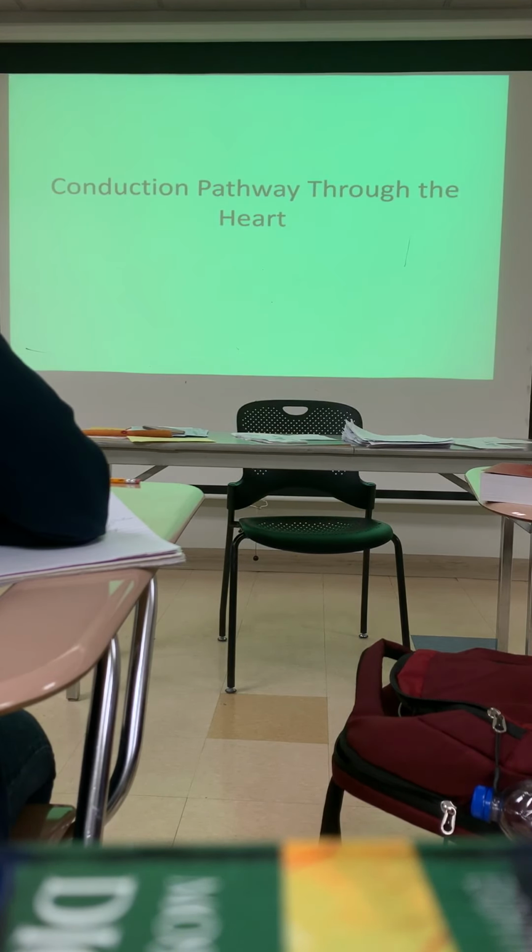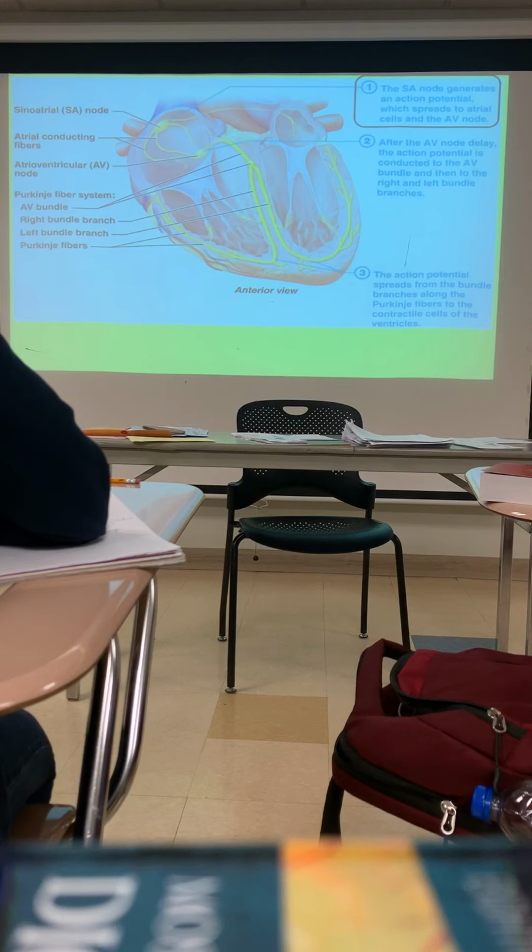Okay, so that's the pathway. Again, count the conduction system. Number 1, you have the SA node. Number 2, the AV node, and then it goes into the interventricular septum and reaches the Purkinje fibers. This is the action potential.